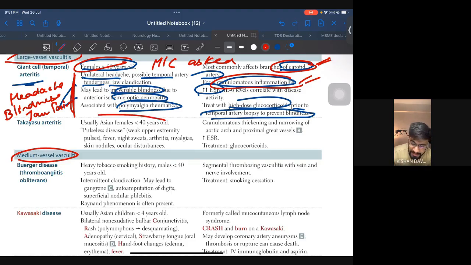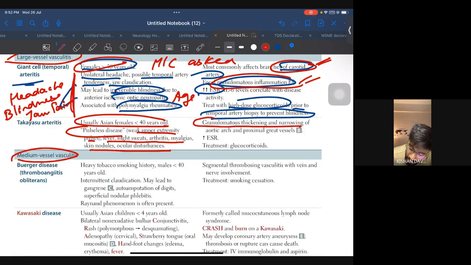Okay, moving to Takayasu arteritis. Here age less than 40, but in giant cell greater than 50. Age you have to pick out so that you can differentiate. It is a pulseless disease, weak upper extremity pulses, fever, night sweat, arthritis, myalgia, nodules, everything is there in this. Okay, here also granulomatous thickening and narrowing of aortic arch. Okay, aortic arch. Treatment is same.